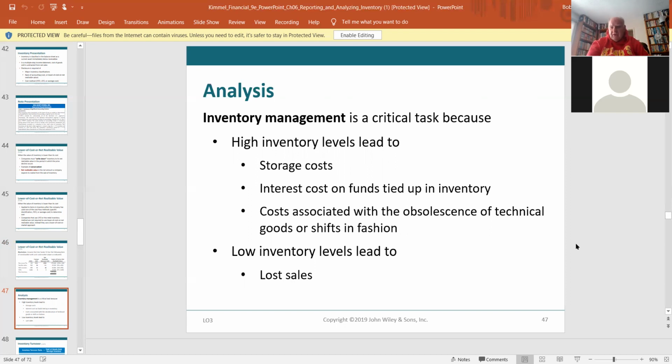If you have inventory sitting on a shelf for a long time, it's going to get damaged almost inevitably. A forklift driver is going to drive into it, or somebody opens the box and drops something. So having too much inventory is not good. Having low inventory can be a killer too if you have lost sales.